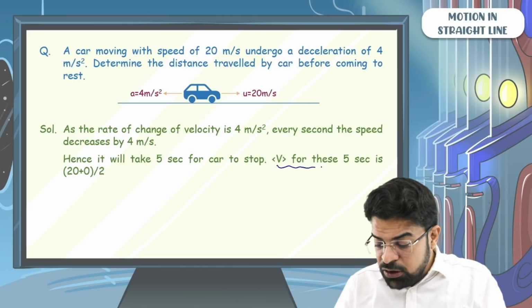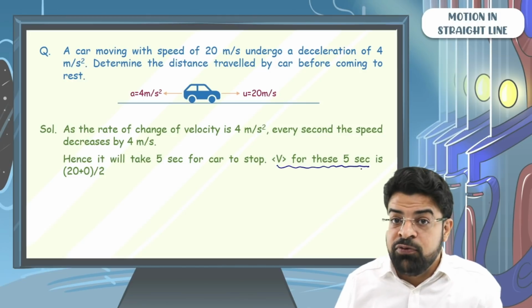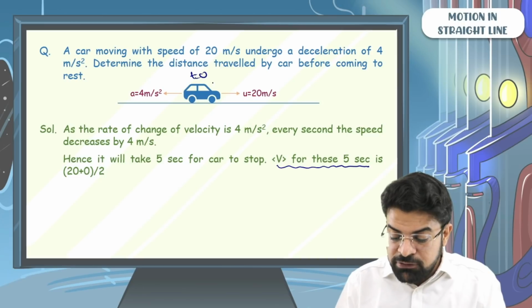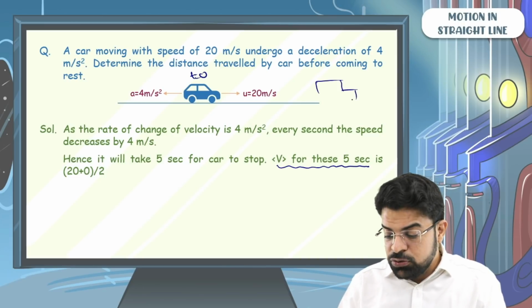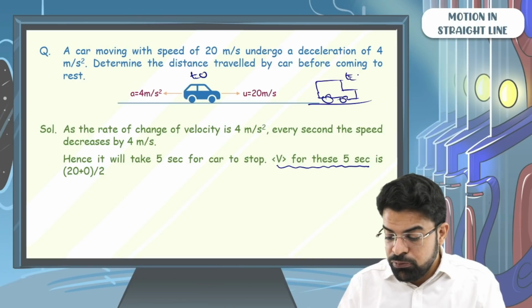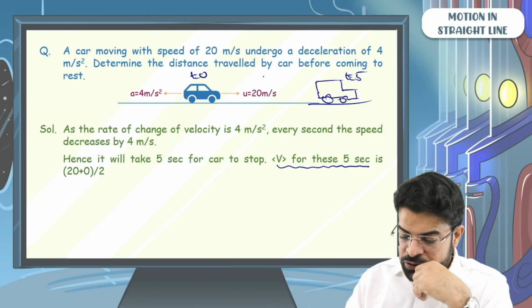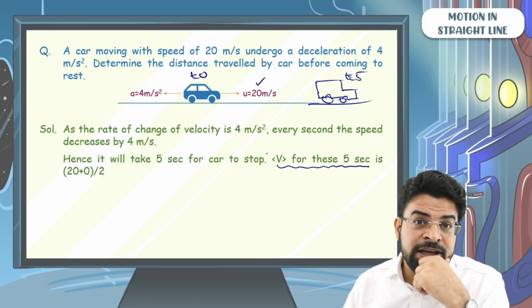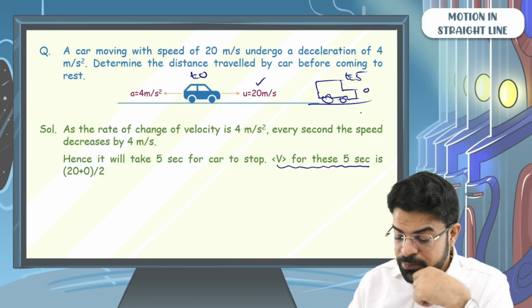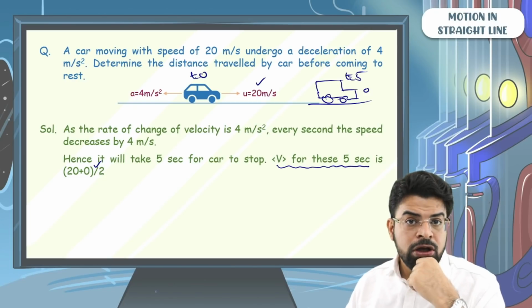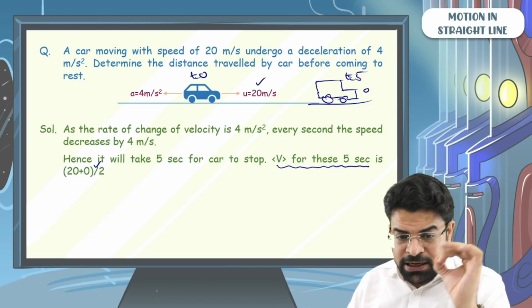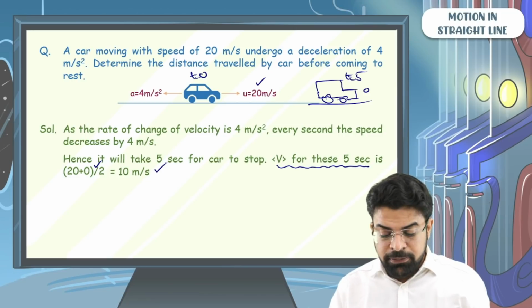The average velocity for these 5 seconds will be how much? At time equals 0, the velocity is 20. At time equals 5, the velocity will drop to 0. So what will be the average velocity for this 5-second time frame? You will say the average velocity is initial 20 plus final 0 by 2. So the average velocity for this 5-second time frame is nothing but 10 meter per second.